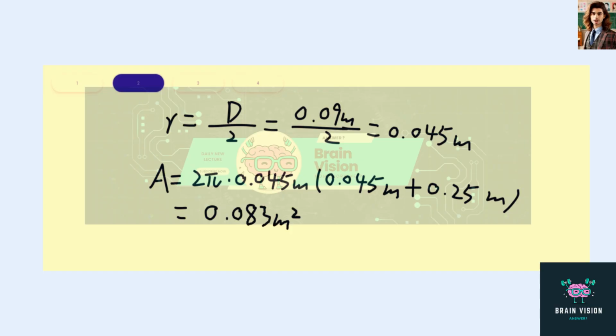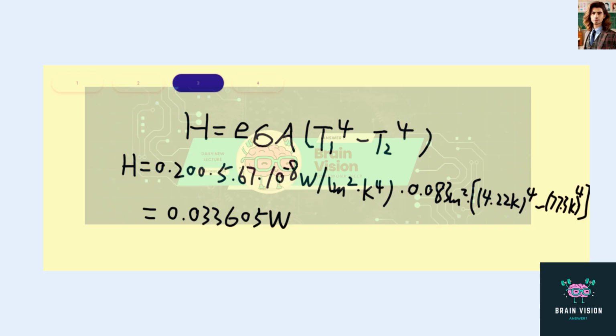Now we can determine the value for the net heat radiation: H equal to E times sigma times A times T1 to the power 4 minus T2 to the power 4. If we plug in the values, we should get negative 0.03360 watt. That's because at the end it was 4.22 Kelvin to the power 4 minus 77.3 Kelvin to the power 4. A small value minus a large value will give us a negative value. But it doesn't matter because eventually it will cancel out, and I will show you why.